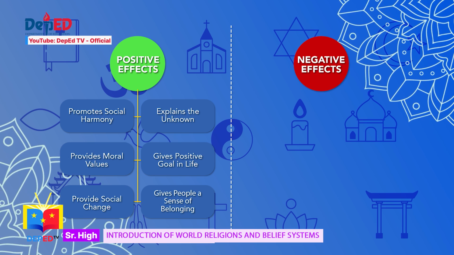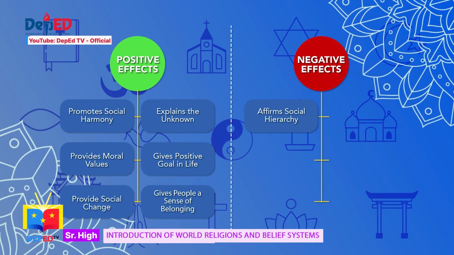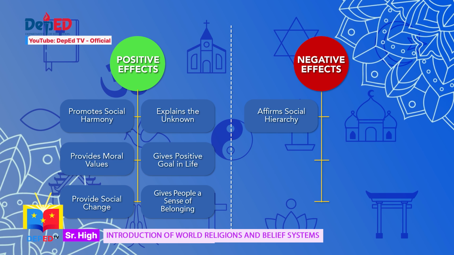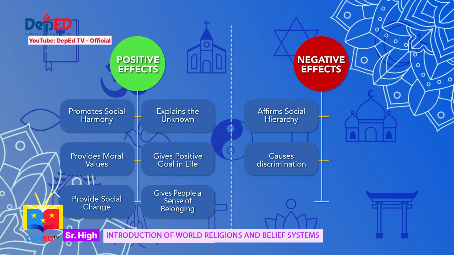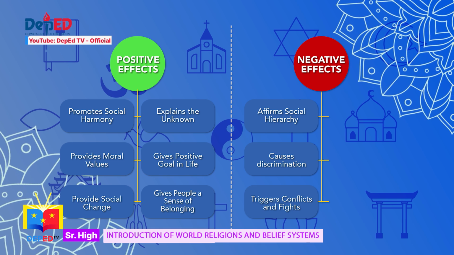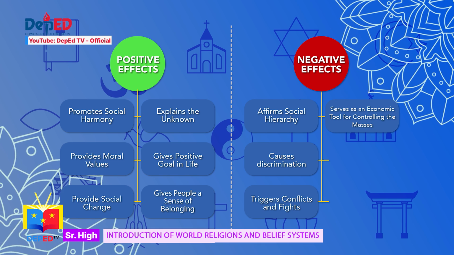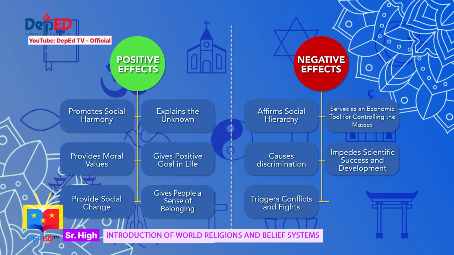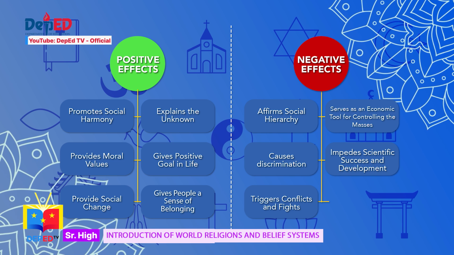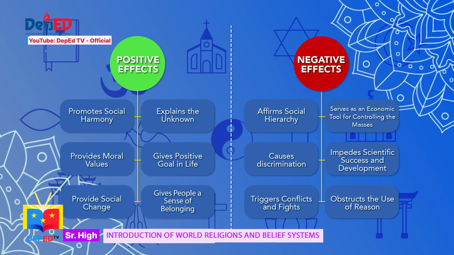The negative effects. Number 1, religion affirms social hierarchy. Number 2, religion causes discrimination. Number 3, religion triggers conflicts and fights. Number 4, religion as an economic tool for exploiting the masses. Number 5, religion impedes scientific success and development. And number 6, religion obstructs the use of reason.